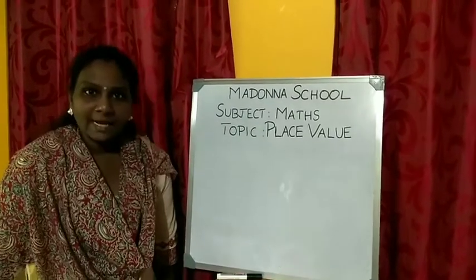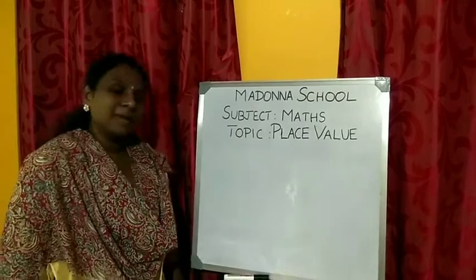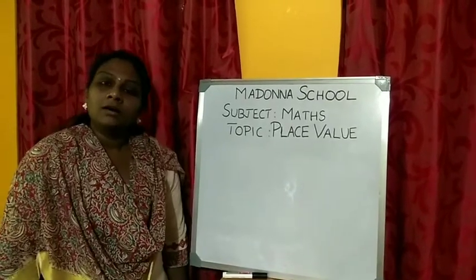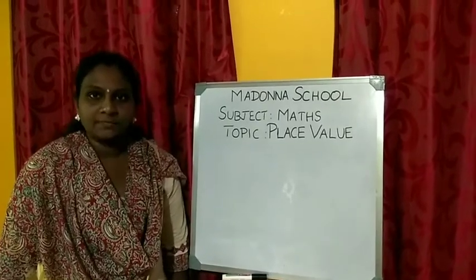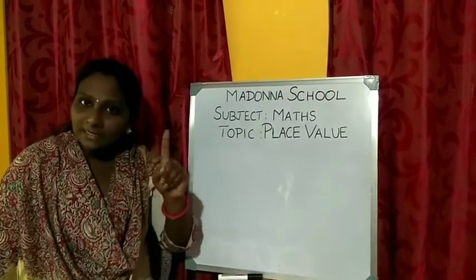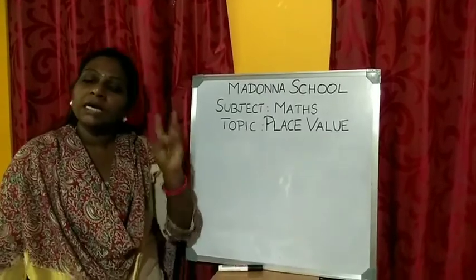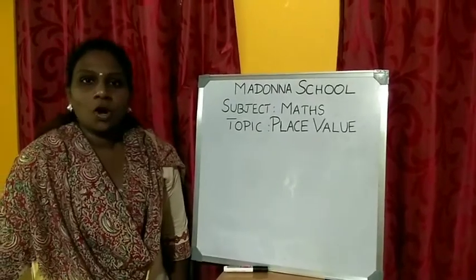Today in maths class we are going to learn place value. We have already learned that numbers are made up of digits. There are single digit numbers, two digit numbers, three digit numbers and so on.